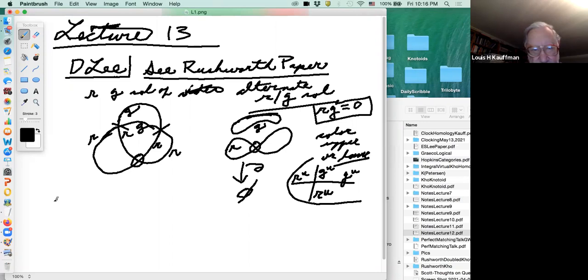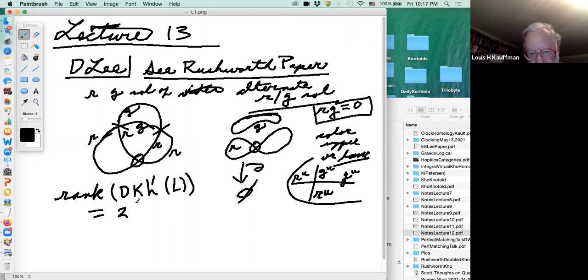And then you, in fact, do get a theorem. And there's a little more work associated with that, and I refer you to Rushworth for that. That the rank of the doubled Khovanov homology, Lie prime, of a given link L is equal to twice, because of the doubling, the number of alternating color smoothings of the diagram.